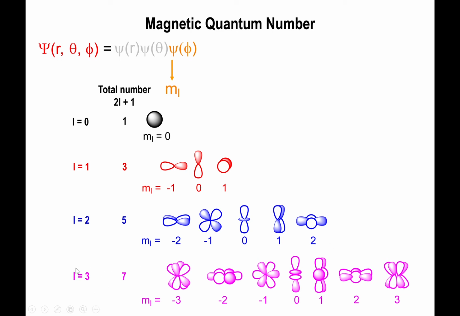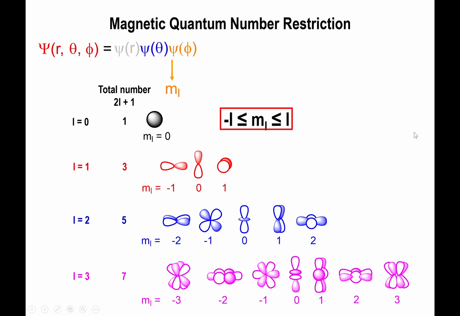Finally, for L equals 3, notice that we start at -3 and we go up to +3. And that's actually the main premise right here. If you take the value of L, start from negative L and go all the way up to plus L, that will give you all of the values associated with the m sub L number. And specifically, that is the one restriction of the magnetic quantum number that you need to know.